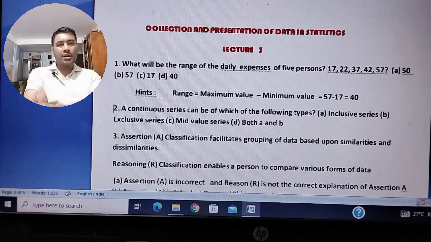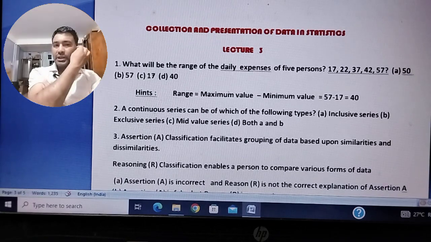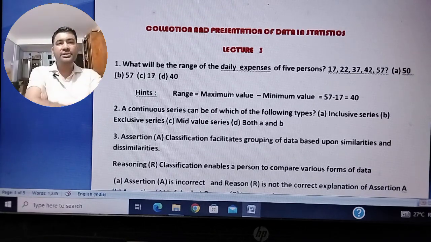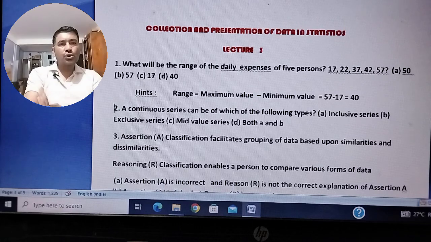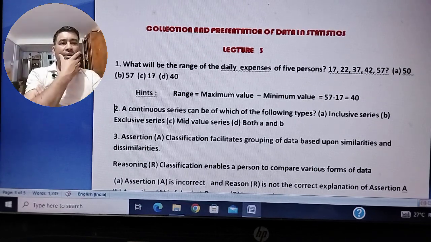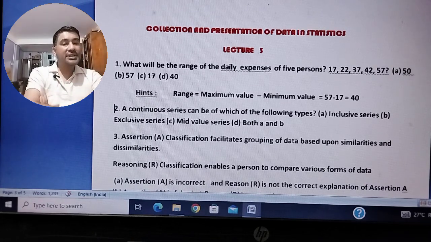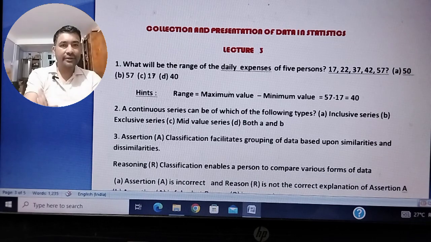Number one, what will be the range of the daily expenses of 5 persons? Though it is a question from measures of central tendency, it is also included in presentation of data, so I have selected this question. For an individual series, range is the difference between the maximum value of the variable and the minimum value of the variable.